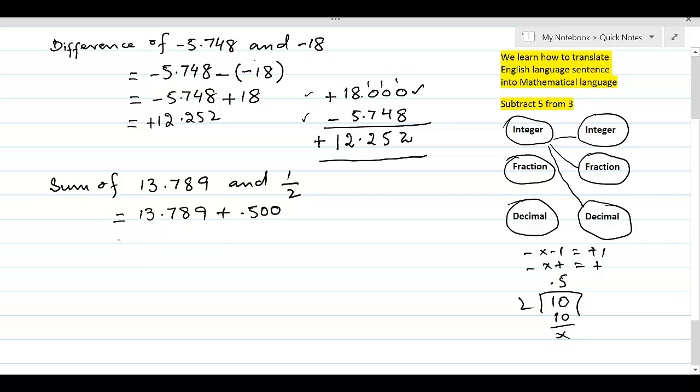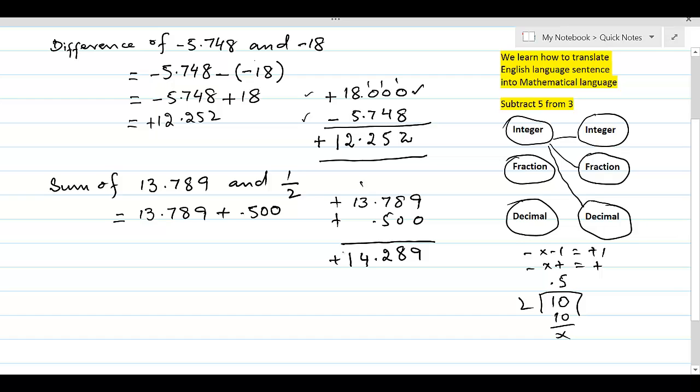So like I said before, performing manual operations is a lot easier when we do it vertically. The bigger number on the top, 13.789 and 0.500. Let's add them up. It's pretty easy. 9 and 0 is 9, 8 and 0 is 8, and 7 and 5 is 12. 1 carried, decimal, and this is 4 and this is 1. Because both of these numbers have positive signs, the answer will carry the positive sign.